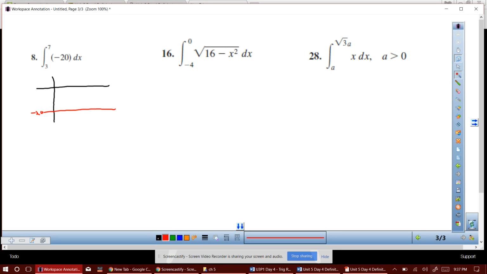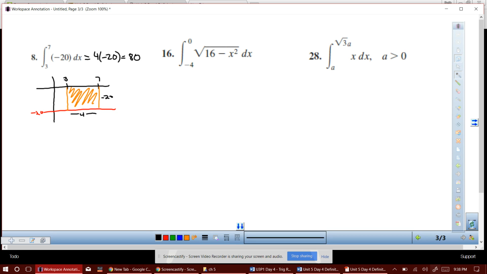All right, and we're trying to figure out the integral from 3 to 7. So again, if you imagine filling that area in, you'll notice that we just create a rectangle, right? And in the rectangle, we have a length here of 4, and we have a height of negative 20. So this integral will end up being 4 times negative 20, which is negative 80.